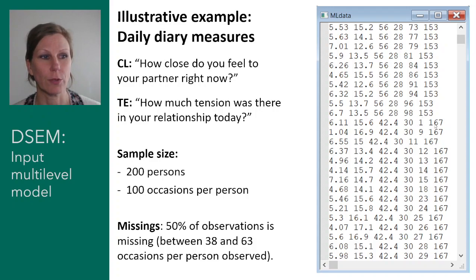For person 167, the first occasion is observed, but then the next one that is observed is occasion 9. So 2 to 8 are missing. And then we see that occasion 10 is also missing and so on. I'm not using a code for missing values here; the rows are just completely deleted from the data file.